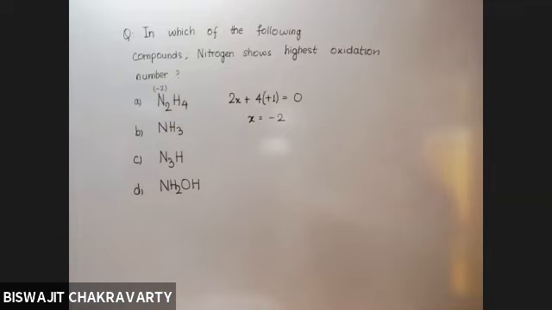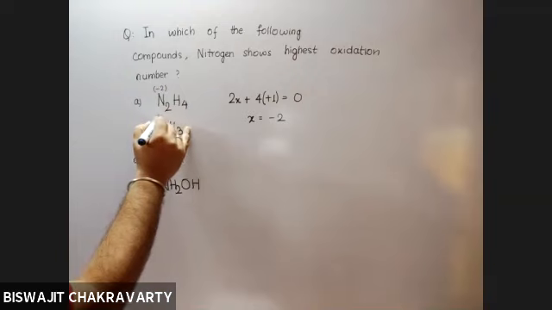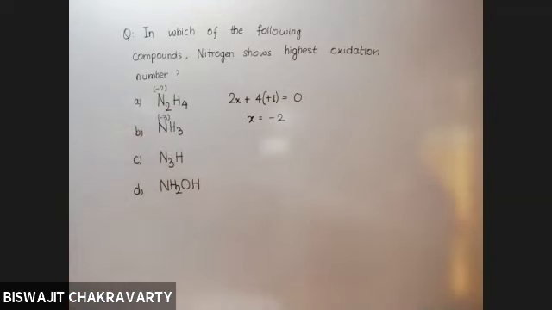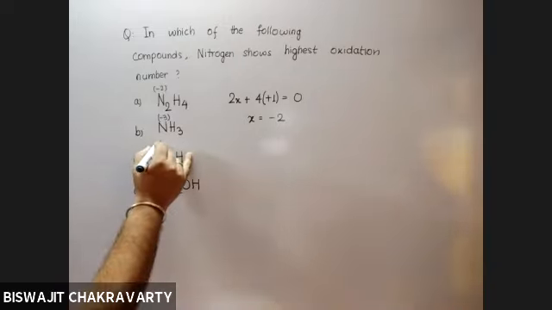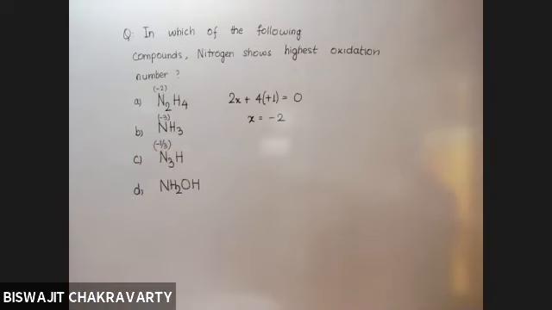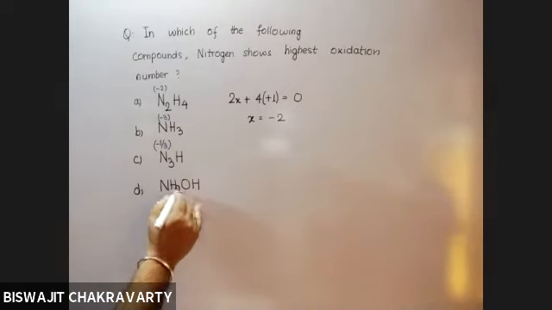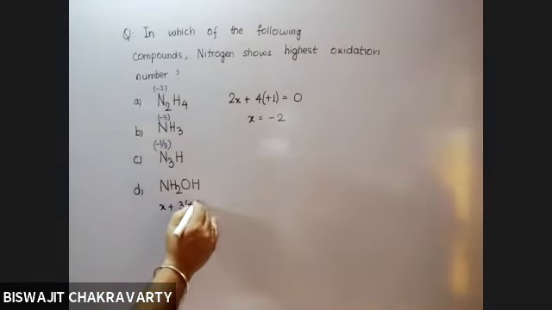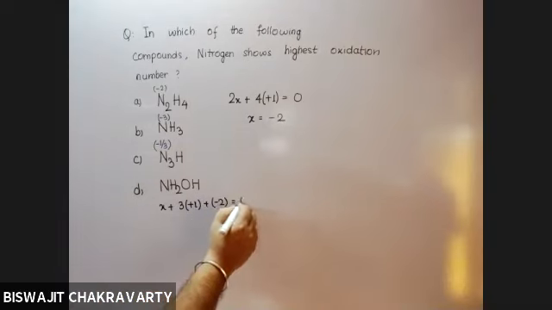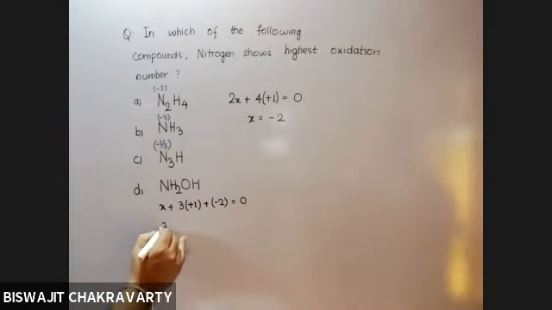Similarly, what is the oxidation number of nitrogen in the second one? -3. You must give plus or minus. What about the next one? It is -1/3, isn't it? And what about the last one? x plus the hydrogens, and oxygen will be considered as -2. x will be -1, isn't it?